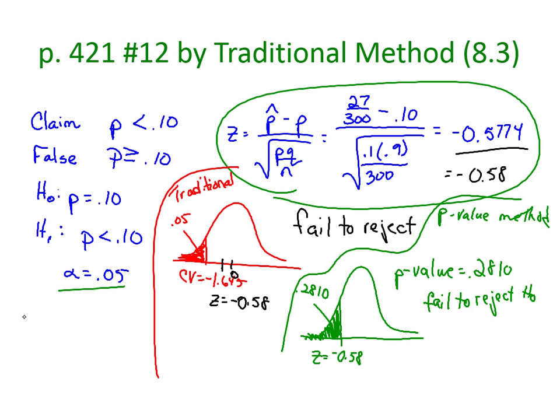And so my wording is going to be the exact same wording that we did before. When we go back to the fact that did my claim include equals was no, we failed to reject. So there is not sufficient sample evidence to support the claim that the test is wrong less than 10% of the time.